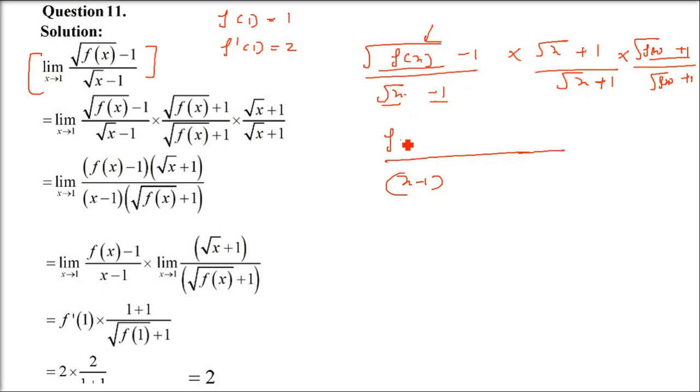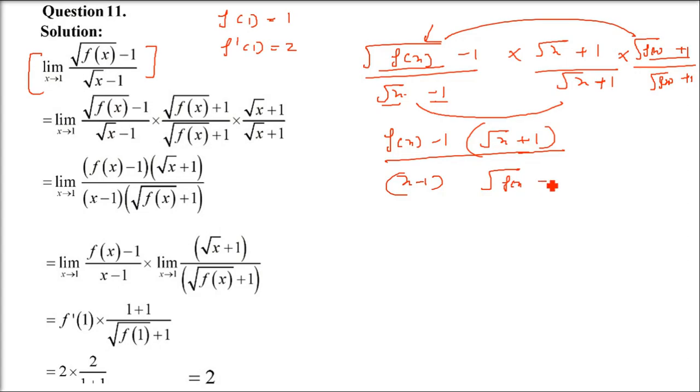So a minus b, a plus b formula is there: a square minus b square. So you have fx minus 1, basically root fx whole square minus 1 square. And root x minus 1, root x whole square minus 1 whole square, that is x minus 1. Now what is remaining? Root x plus 1 in the numerator and root fx plus 1 in the denominator.